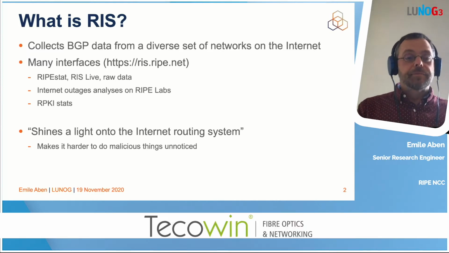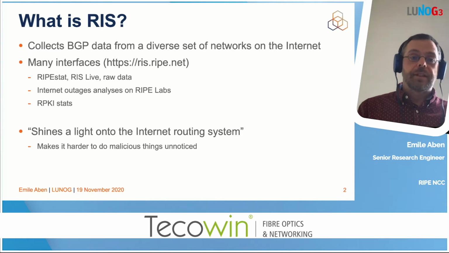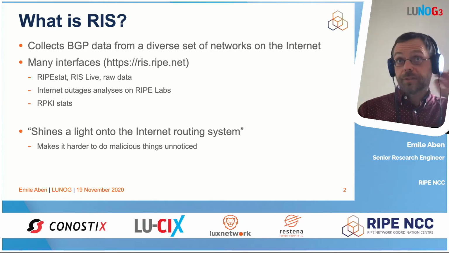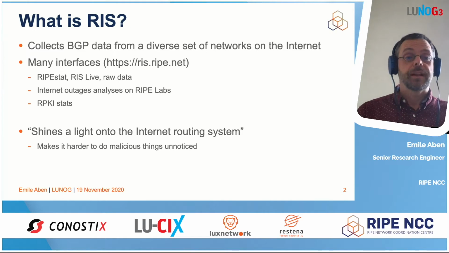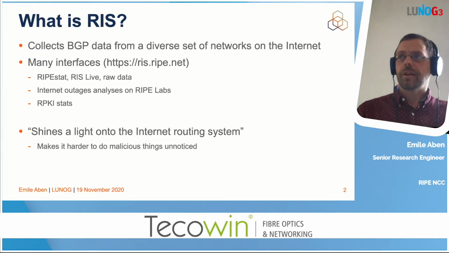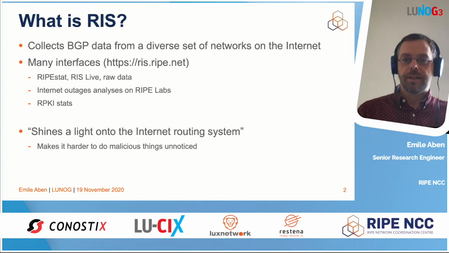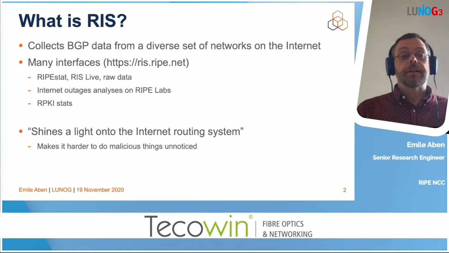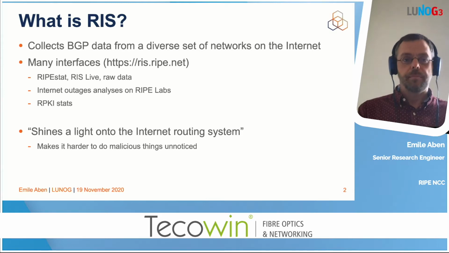One of them is called RIPEStat, which provides you with a lot of specific views into the data that we collect. Another one is called RIS Live, where you get a live feed of the data we collect. And there's also raw data. So if you have, for instance, a post-mortem of a network event you want to do, then it might be useful to look at the raw data, or develop tools on top of the raw data, to see how a particular event on the internet actually went.